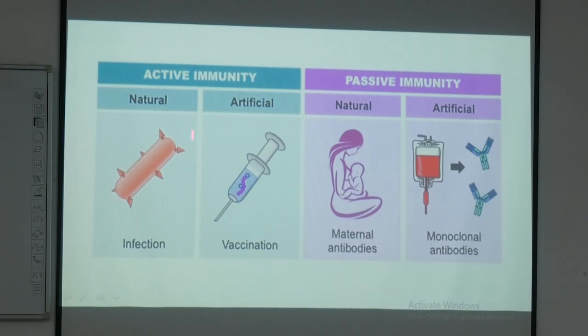So here we can see this is a natural infection, and here it is vaccination. We can receive from the maternal blood, and another is we can separate the antibodies from normal blood and inject into another person.